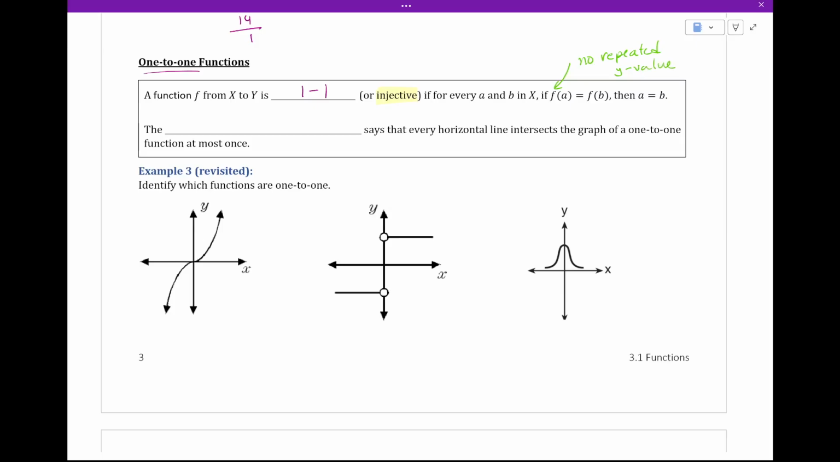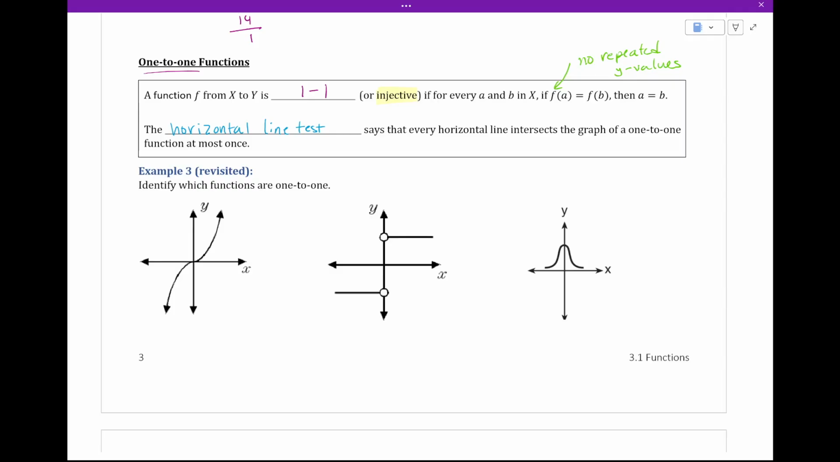And the way that we can look for that in a graph is we can use something called the horizontal line test. Works very much like the vertical line test, except we're drawing horizontal lines. So if we can draw a horizontal line that intersects the graph in more than one place, it's not a one-to-one function. So if we go back and look at example 3, these were the 3 graphs from that one that were functions. If a graph is not a function, it is not eligible to be a one-to-one function. You have to be a function first. So these are the ones that were functions.